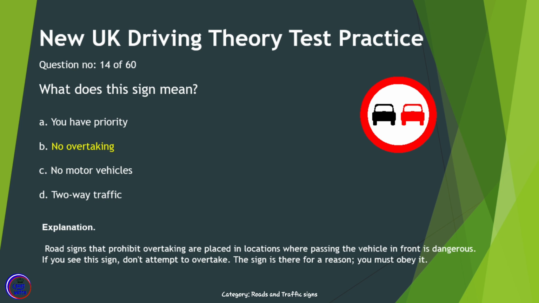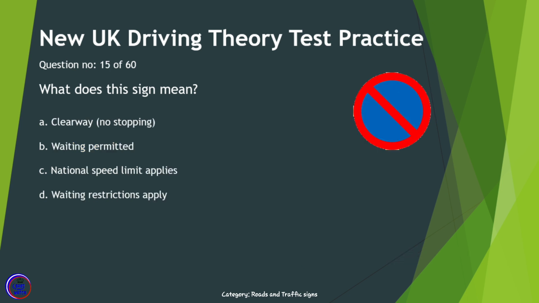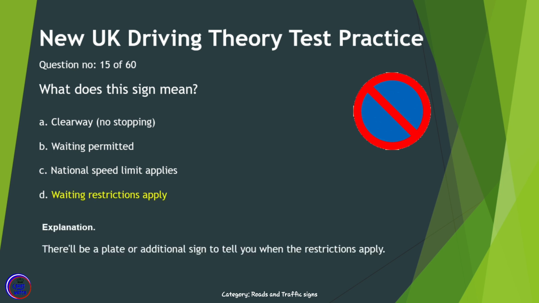You must obey it. Question 15 of 60. What does this sign mean? A. Clear way, no stopping. B. Waiting permitted. C. National speed limit applies. D. Waiting restrictions apply. The correct answer is D. Waiting restrictions apply. Explanation. There will be a plate or additional sign to tell you when the restrictions apply.